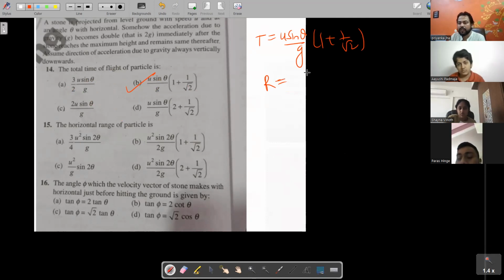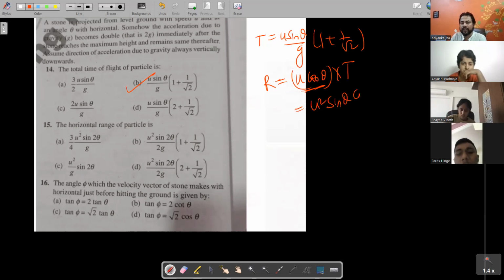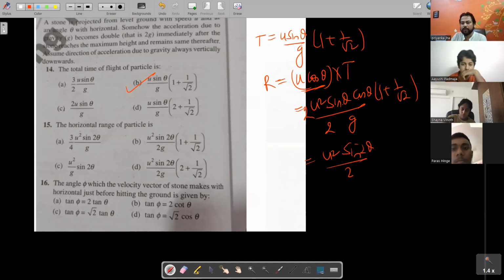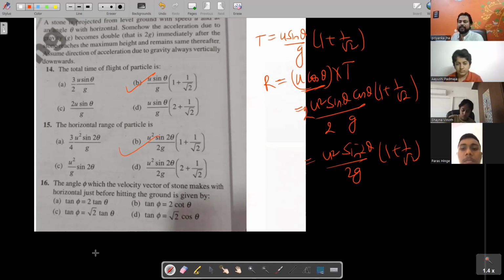You just have to add the first range and the second range. No, why do that much work? Range is initial horizontal component into total time of flight. So you have u cos theta, just multiply with this. You will get u square sin theta cos theta upon g times 1 plus 1 by root 2. Multiply and divide by 2, you will get u square 2 sin theta cos theta, that will give you u square sin 2 theta upon 2g times 1 plus 1 by root 2. Here is your answer. Range is simple, na? u cos theta into total time of flight, right?